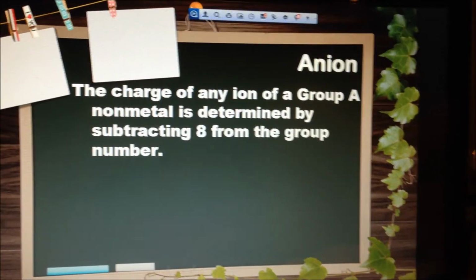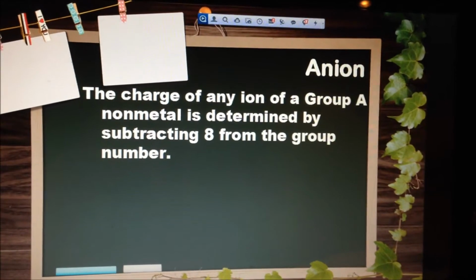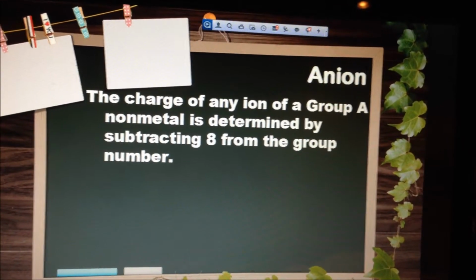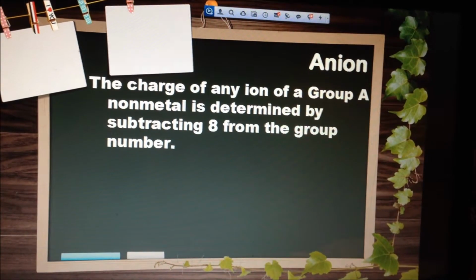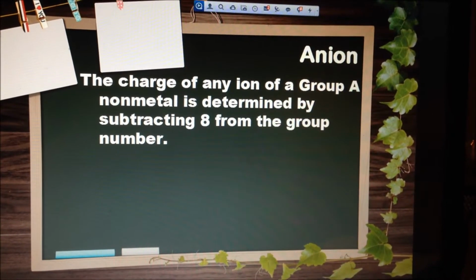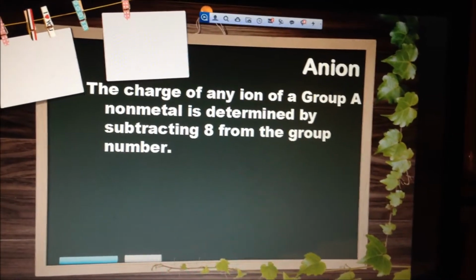Okay, next, anion. The charge of a nonmetal ion is negative because nonmetals tend to gain electrons to form anions. The charge of any ion of a group A nonmetal is determined by subtracting 8 from the group number.